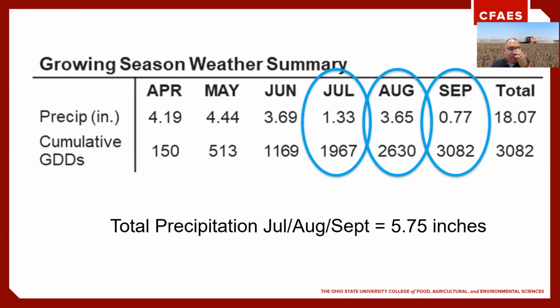Once we got the plants started and our growing season underway, you can see that Mother Nature decided to switch gears on us. In July, August, and September, we only ended up with 5.7 inches of rain. In September, you can see less than an inch of rain at a very critical point in soybean production, as the pods are starting to fill and develop. Not as much moisture as we would have anticipated.